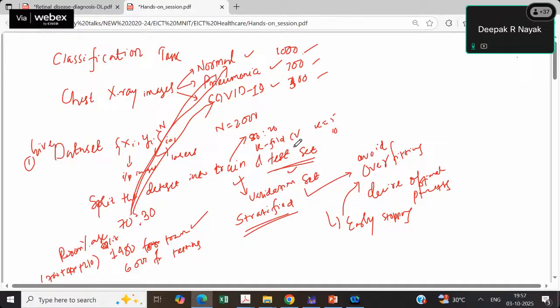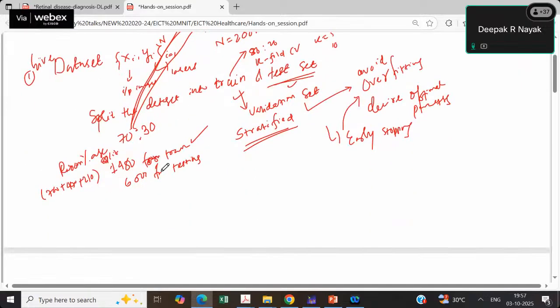cross-validation. This is a part of the traditional machine learning, and that is not the part of our discussion, right? Our main goal was how to split the data set into train, validation, and test set. We did it using this approach. There are also other approaches, but this is the simplest approach we followed.